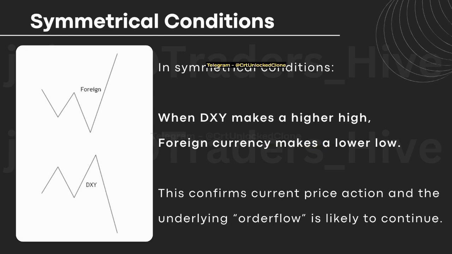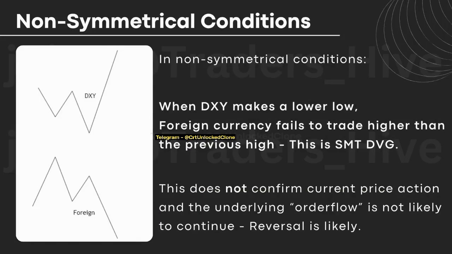Now let's move on and discuss non-symmetrical conditions, right? Once you go through this part, then you can understand what is the difference between symmetrical conditions and non-symmetrical. So when there is a discrepancy or variation in the structure between two correlated assets, that suggests non-symmetrical conditions. And such non-symmetrical conditions can be used for different objectives, such as accurately predicting reversals and expansions in the markets and so on.